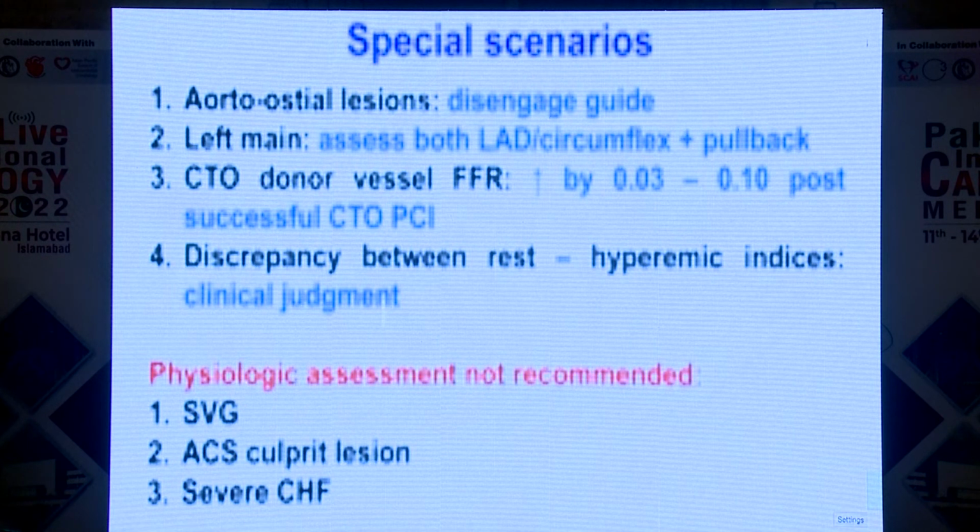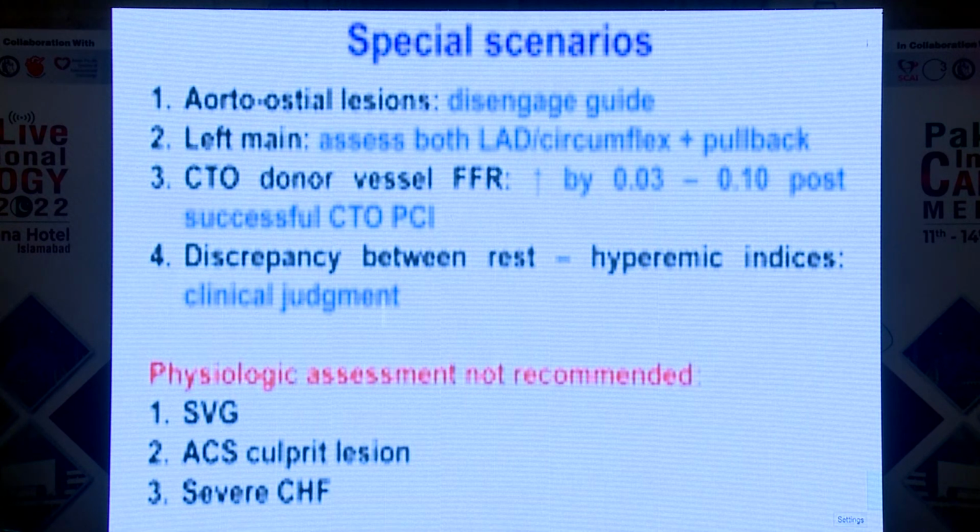And CTO donor vessel FFR: an example of a patient with CTO RCA and an LAD lesion, which was 60%. I did an FFR on the LAD, it was significant, it was 0.78. I opened up the CTO RCA, I did the LAD FFR again, and it went up to 0.85. I didn't need to do the LAD. So the FFR is not dependent on the degree of stenosis. It is dependent also on the amount of viable myocardium being supplied by that vessel.